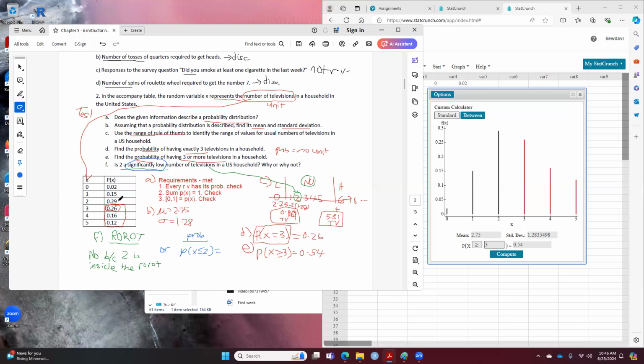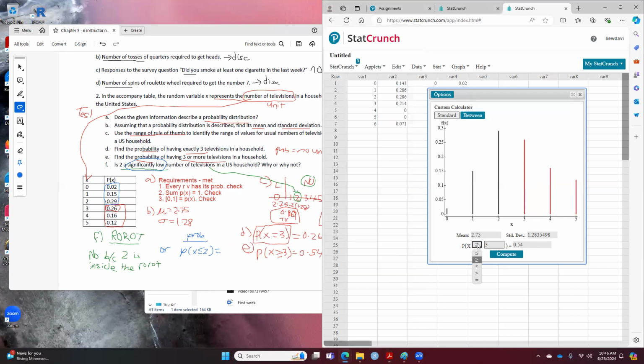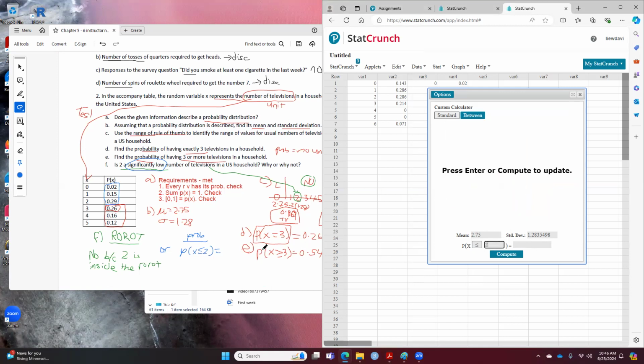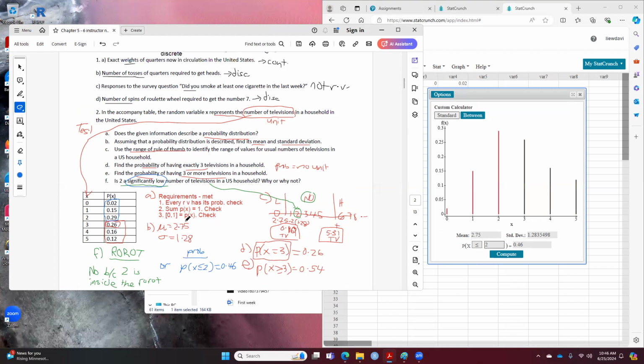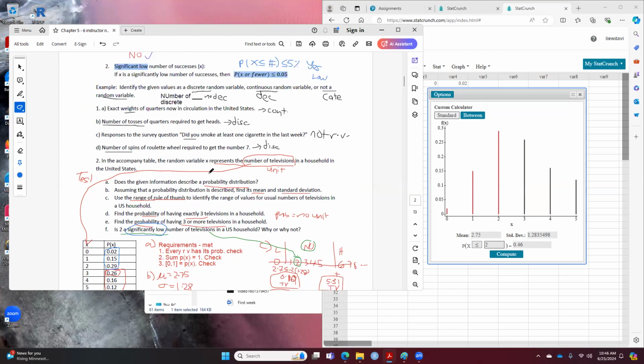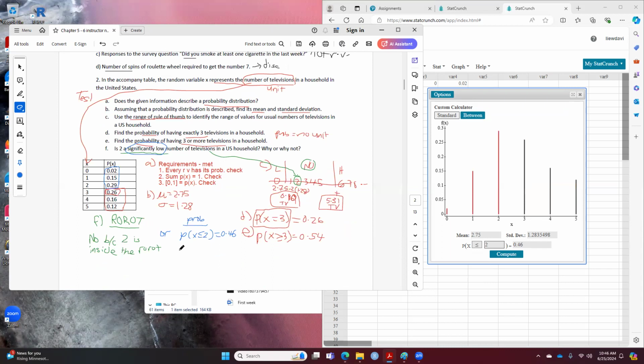And how do you find this probability? One way is you can take out your calculator and add 2 or less. Or if you want, in StatCrunch, you just do probability less than or equal to 2. And that probability came out to be 0.46. And that number is not less than, it's more than 5%. So your answer in this case will be no, because 0.46 is more than 5%.